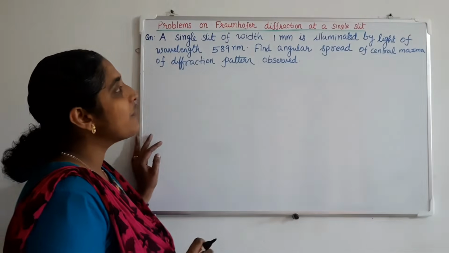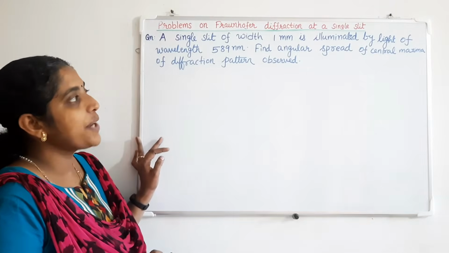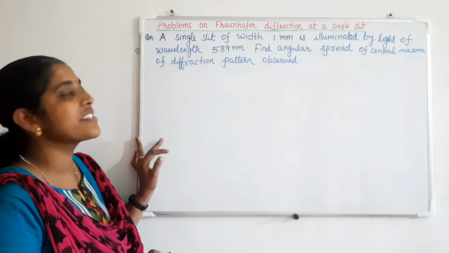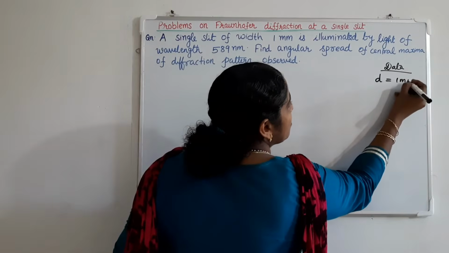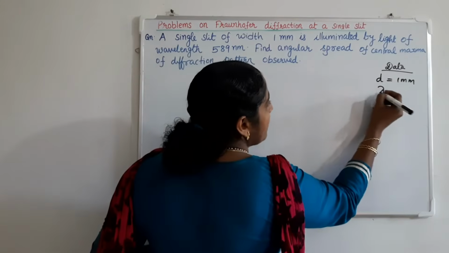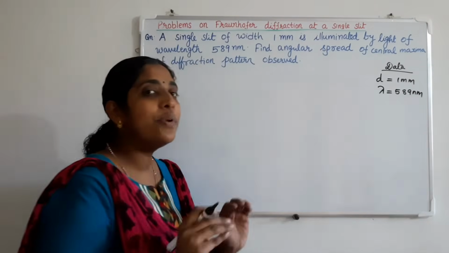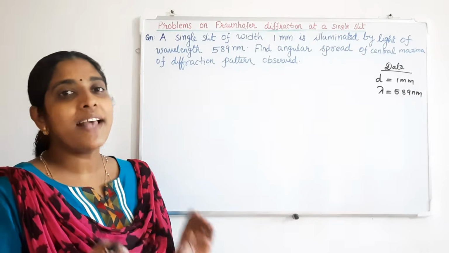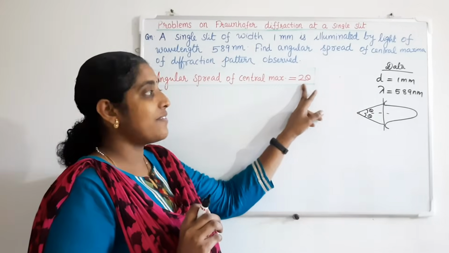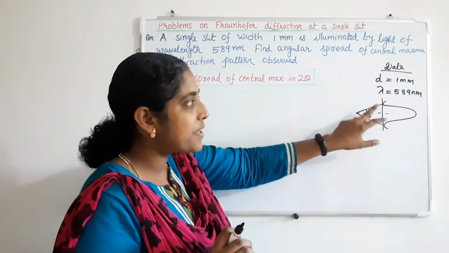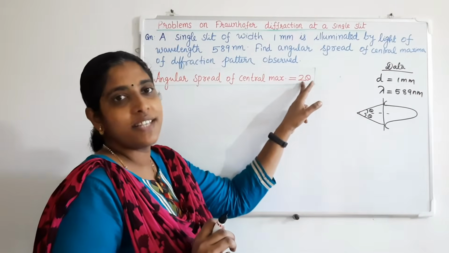A single slit of width 1 millimeter is illuminated by light of wavelength 589 nanometer. Find angular spread of central maxima of diffraction pattern observed. Single slit of width 1 millimeter, that is d equal to 1 mm. Light of wavelength 589 nanometer, so lambda equal to 589 nanometer. Find angular spread of central maximum. What is the angular spread of central maximum? Angular spread of central maximum is 2 theta. What is the width of the central maximum? That is the distance between the first minimum on either side of the central maximum. So the angular width is equal to 2 theta.